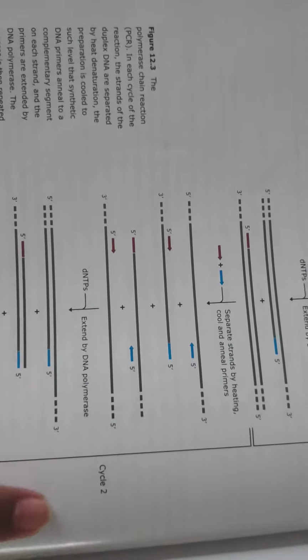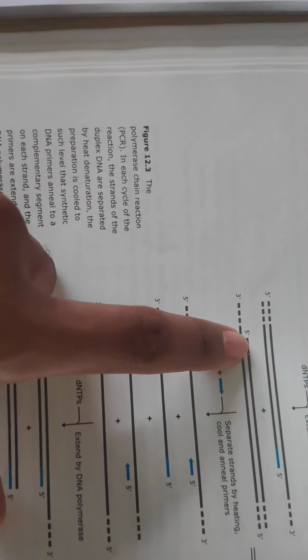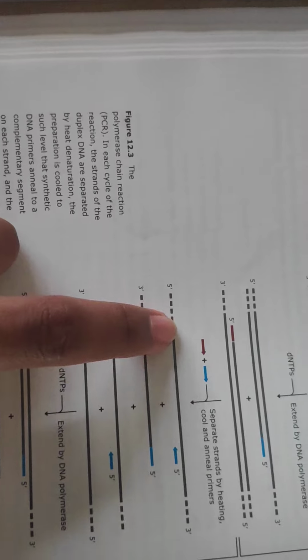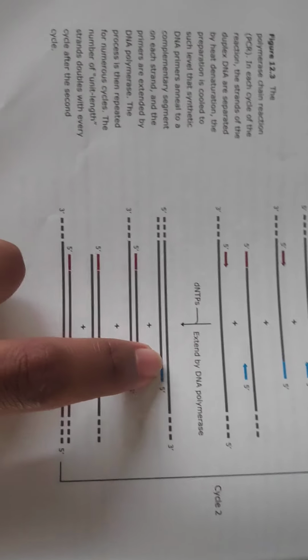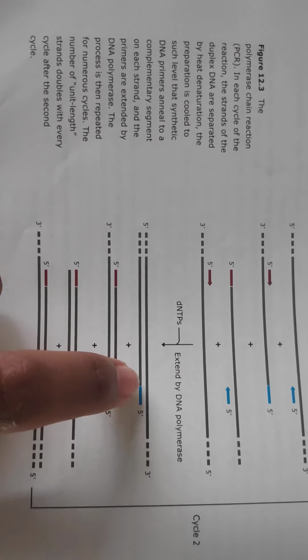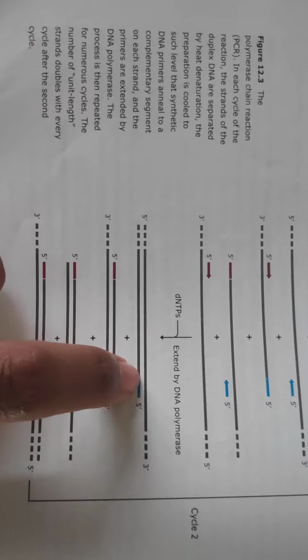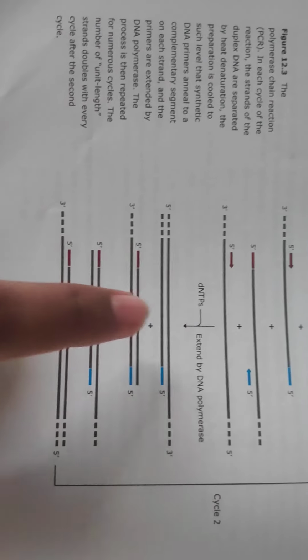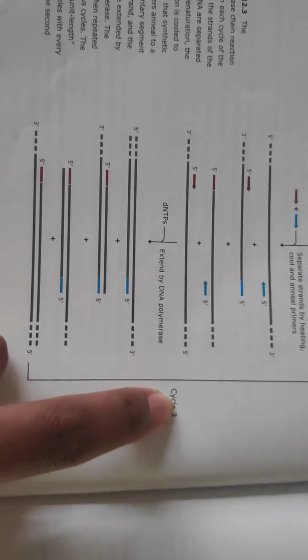At cycle 2, from these 2 DNAs, denaturation, annealing, binding of primer, and then binding of DNA polymerase and extension of DNA synthesis. So from 2 DNAs there are 4 DNAs at cycle 2.